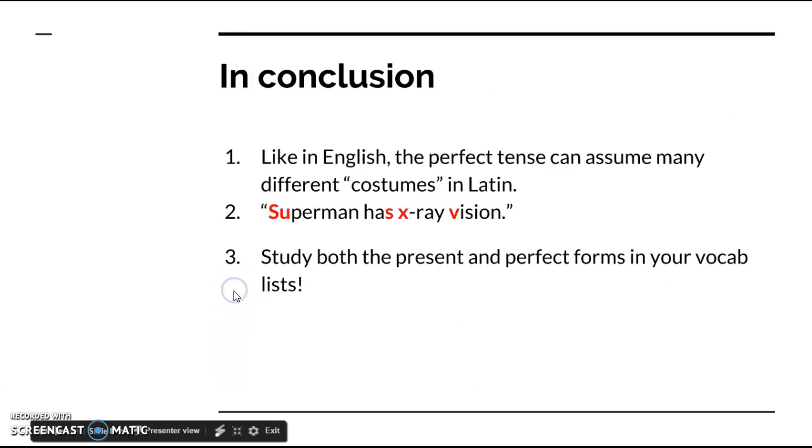Just kidding. Okay. So, in conclusion, rule number 1, like in English, the perfect tense can take many different costumes in Latin, a bunch of different tense indicators. That can be memorized by this mnemonic device, Superman has X-ray vision, to remember the V, the X, the S, the double S, and the U. And then lastly, really the only thing you can do is study both the present and perfect forms in your vocab lists. On vocab quizzes in the future, I'll start to look more for perfect forms. We'll cross that bridge when we get to it.